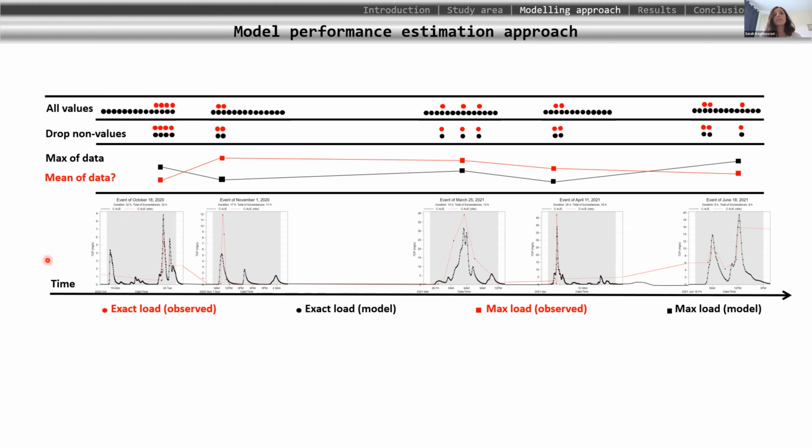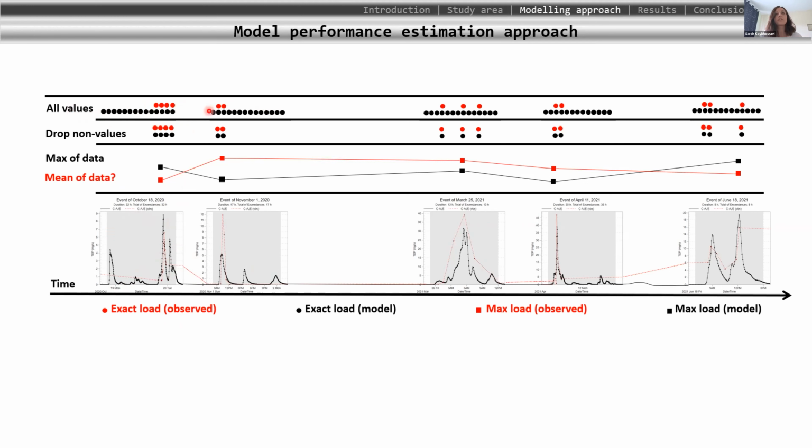So imagine that this is a timeline and there are different events. Within each event, the black solid dots are the model data, and the red dots are the sample data. We could see that the amount of sample data that we have is much less.